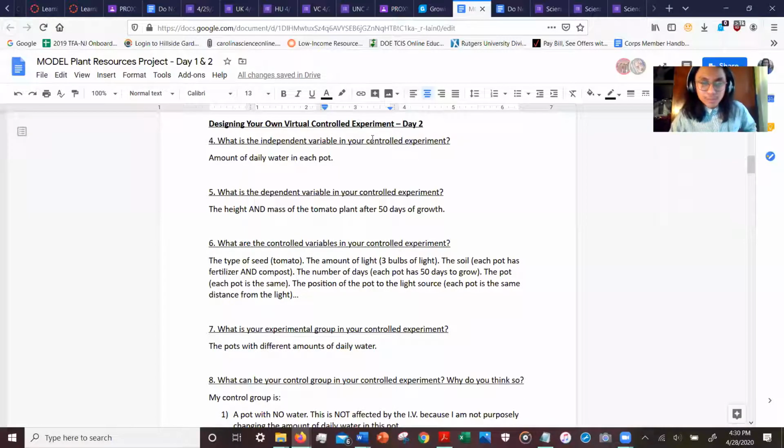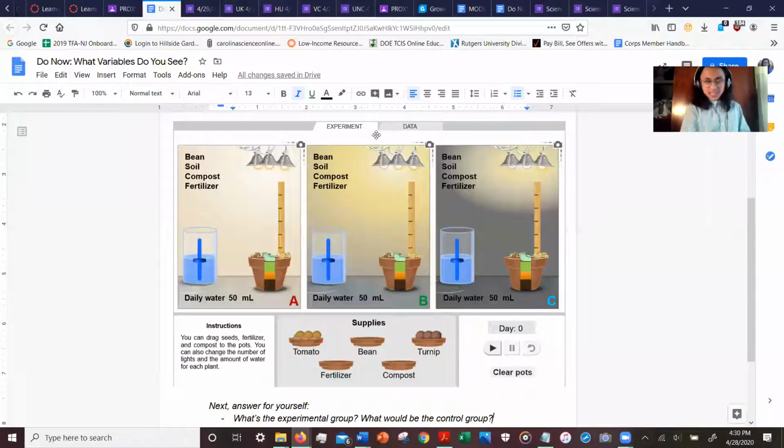Everything should be listed in your project worksheet, but I just want to make sure that we have answered those questions number 4 through 6. Let's just keep focusing on this do now, shall we? What is the experimental group then? Go ahead and think, what is it?